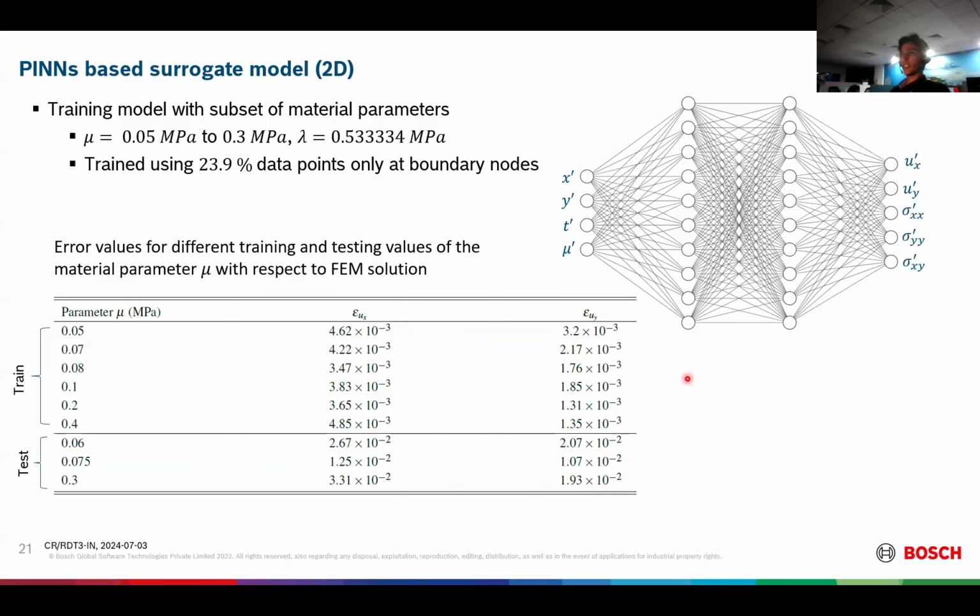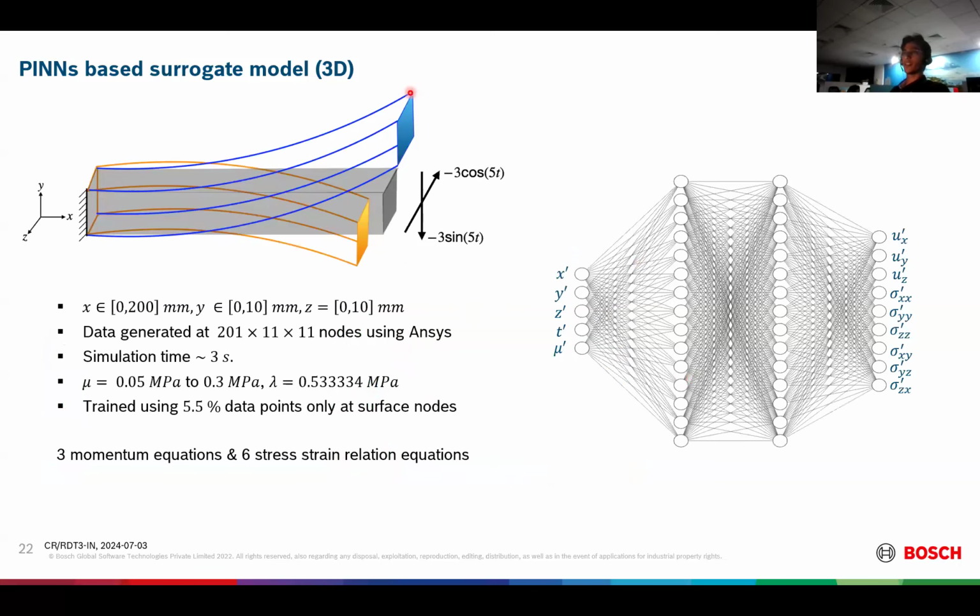And next we solve the surrogate based modeling in 3D. Here we have the same beam problem, with the excitation in the z direction given by these functions. We generate this data at this many grids and for this much time. The parameters are in the same range as previous, and we consider the data at the surface nodes.